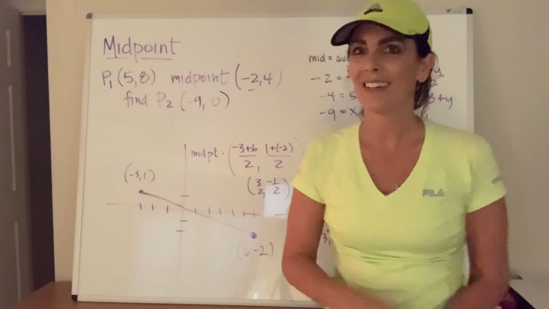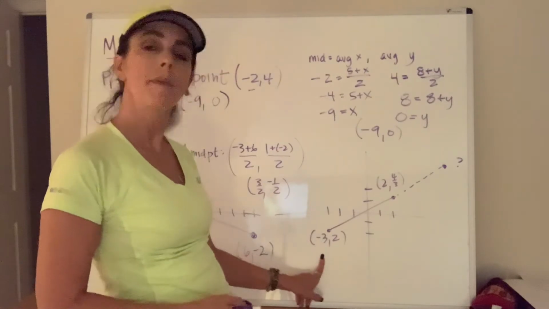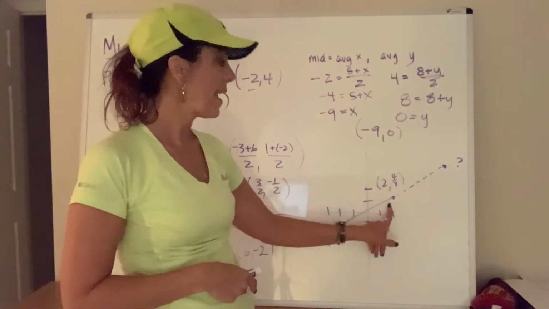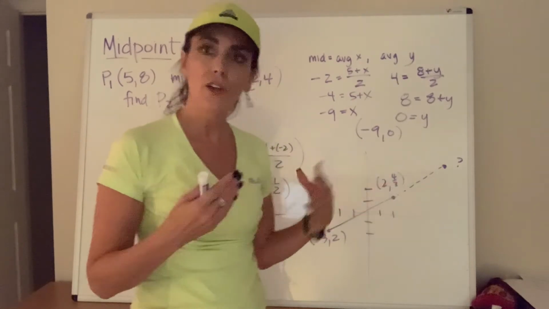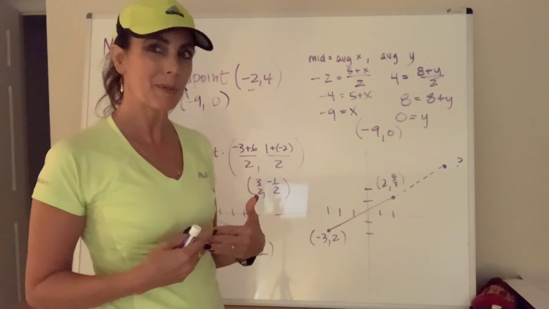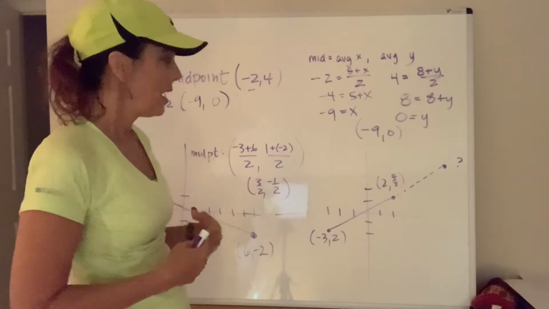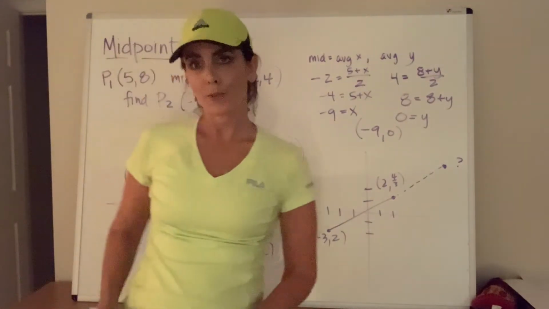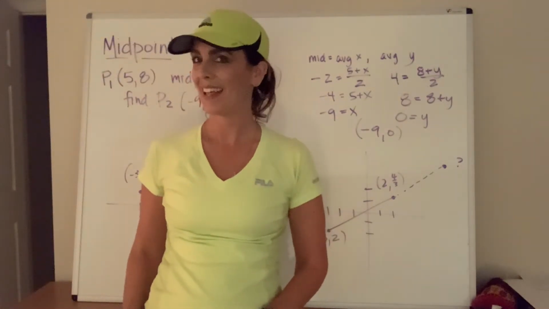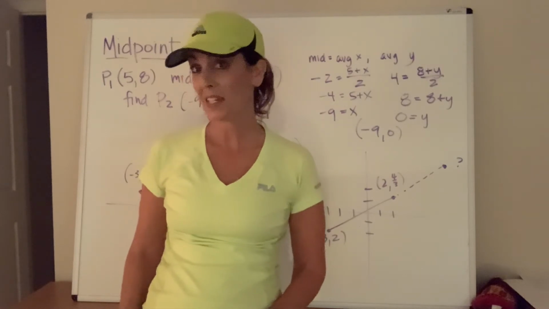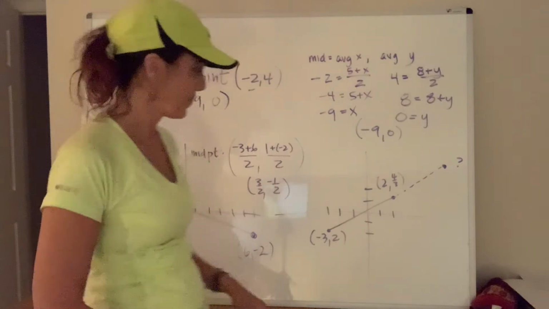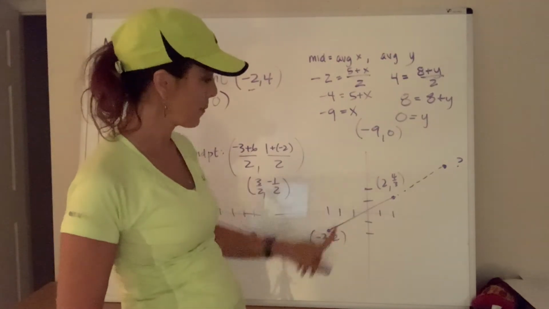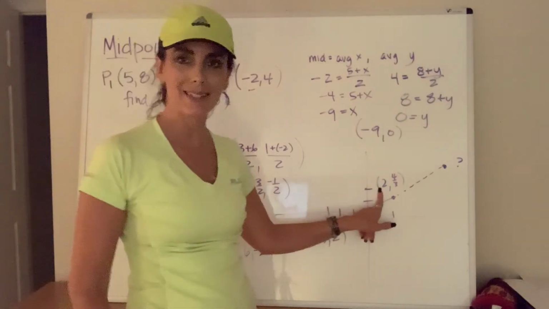I hope so. Okay, this time I'm given an endpoint and a midpoint, and I want to find the coordinate of the other endpoint. So this is going to be the same thing as what we did before, all right? You want to do it algebraically, or you want to do it logically? You want to do one of each? Okay, so let's do the first one with logic. Endpoint to midpoint. I'm going from -3 to +2.